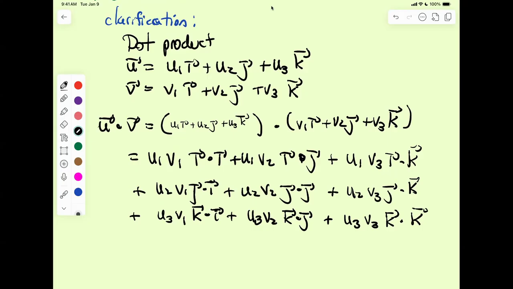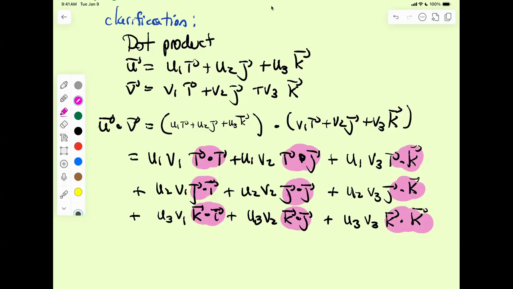So if you notice carefully, what this is saying is that to know the dot product between arbitrary vectors, it all boils down to knowing the dot product between i, j, and k. If you know the values for the dot products between i, j, and k, then you're done. If you know all of these possibilities, then you would have your answer.